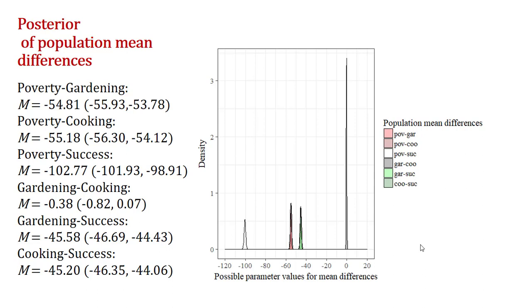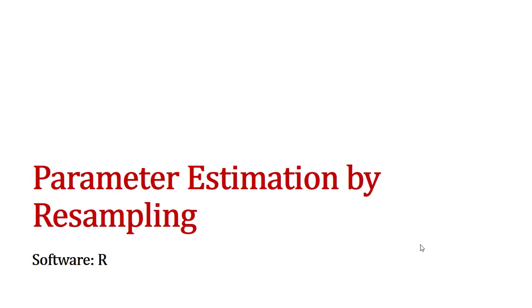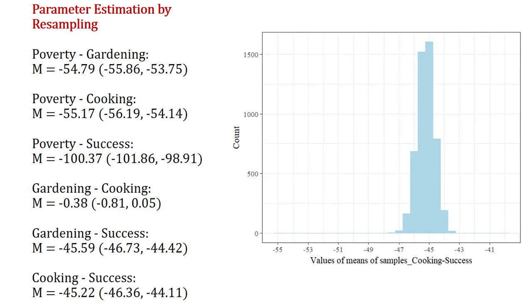Now, last thing is resampling, and I did it with R. Basically, from the samples of the 200 scores for poverty, 200 scores for cooking, 200 scores for gardening, and 200 scores for success, you generate new samples by resampling. I explained that in previous videos before.